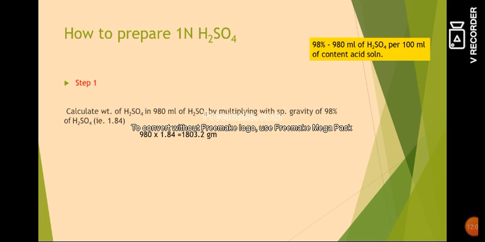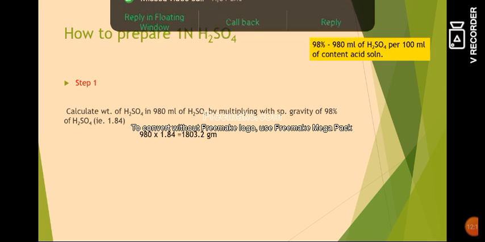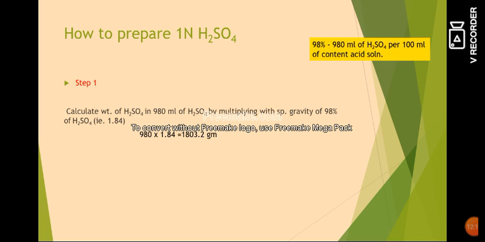How can we prepare a 1 normal sulfuric acid? Concentrated sulfuric acid has a strength of approximately 96 to 98%. In case of 98%, that means 980 milliliters of sulfuric acid per 1000 ml of concentrated acid solution. Generally, concentrated sulfuric acid in the lab is of a strength of 98%. So let's see the calculation.